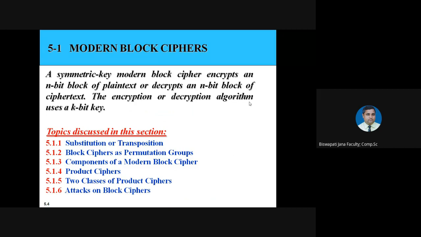So a symmetric key modern block cipher encrypts an n-bit block of plain text. Suppose you have taken a page and there are, say, 100 lines and each is divided into 10 lines. Means one line has, say, 10 or 50 letters. Then we divide this into equal-sized blocks, which are called n-bit blocks, and this is considered as plain text, and we encrypt or decrypt an n-bit block of ciphertext. Means always you have to consider the text as a block, meaning the number of bits in a particular block.